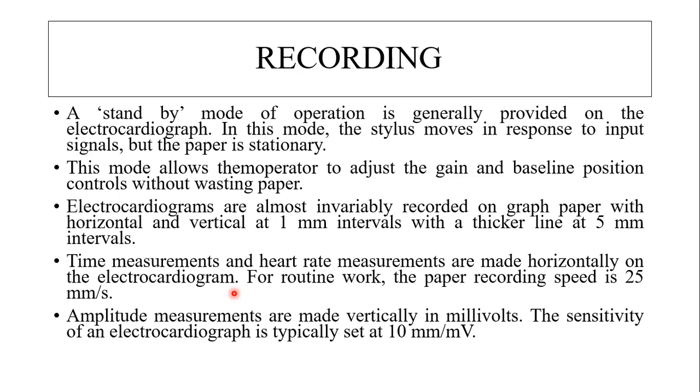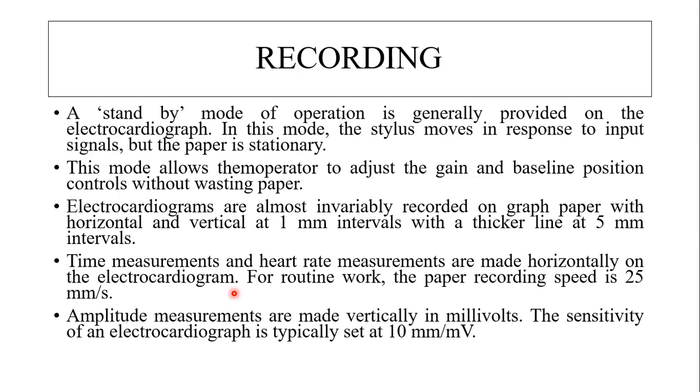The ECG signals are almost invariably recorded on graph paper with horizontal and vertical lines at 1 mm intervals, with a thicker line at 5 mm intervals respectively. The graph of the ECG is like this.